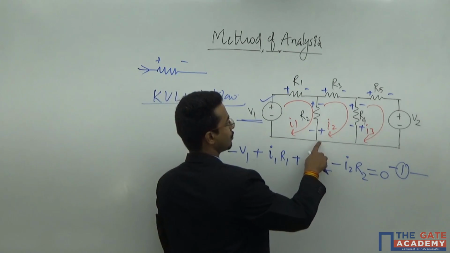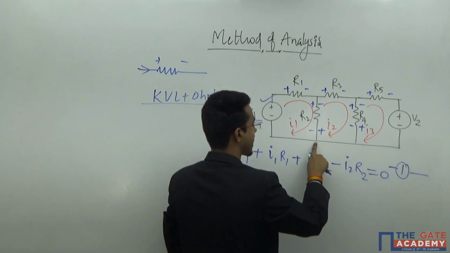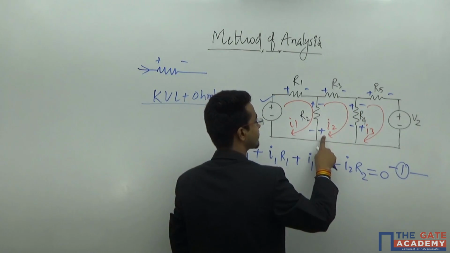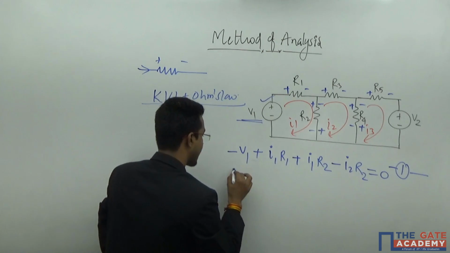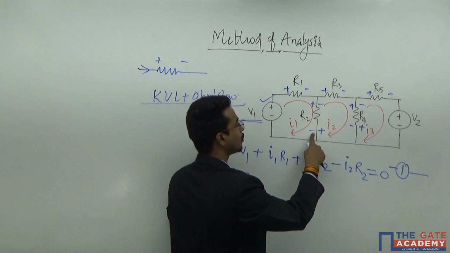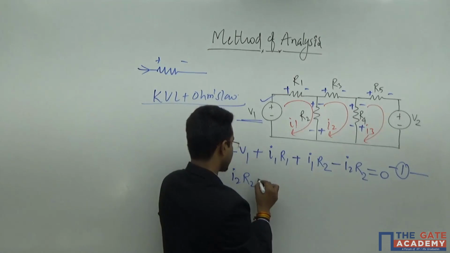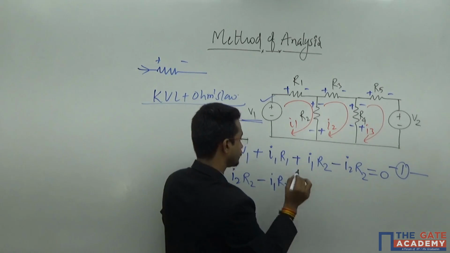Now I will go for this, that means mesh number 2. I will start from here. I am seeing the plus sign. That means I will write I2 into R2. But here I am seeing the minus sign also, which is there just because of I1. That means minus I1 R2.